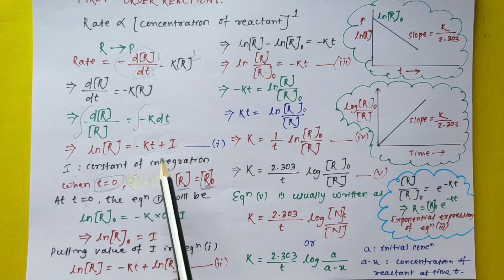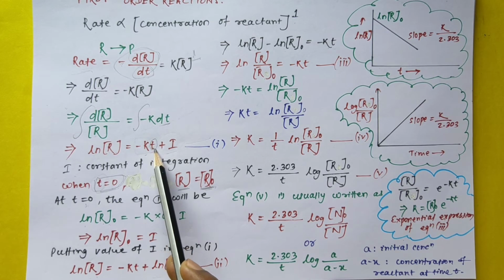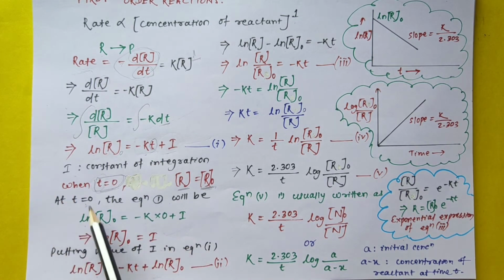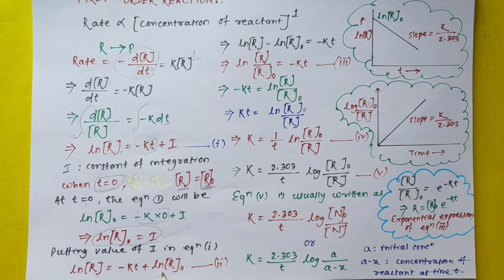So what will be the change? t will be 0 and concentration of R will be [R]0. So ln[R]0 is equal to minus k into 0 plus I. So this term gets 0. So ln[R]0 is equal to I. Clear?